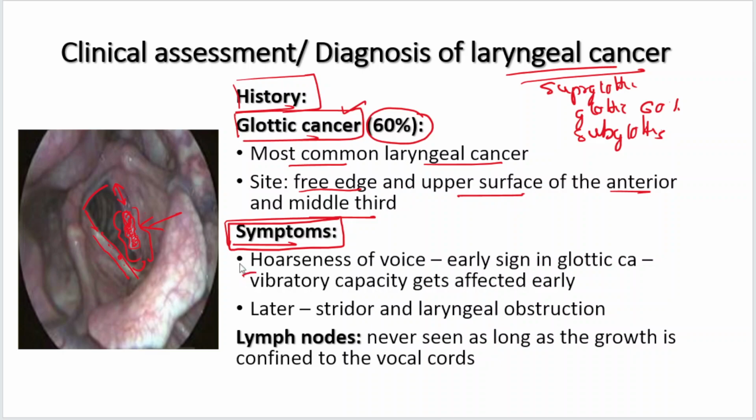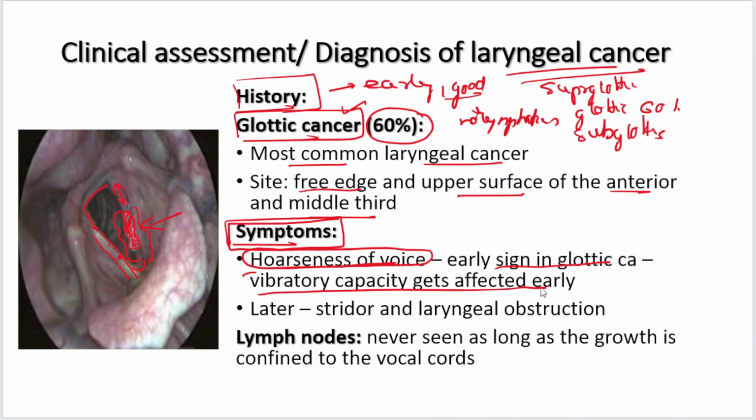So this is the reason why glottic carcinoma presents early, and it also has a good prognosis. Another reason is that it has no lymphatics, and that is why it has a good prognosis. So hoarseness of voice is the most common and earliest presentation of glottic cancer, because the vibratory capacity gets affected early.